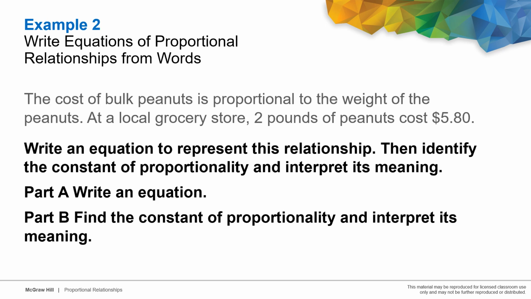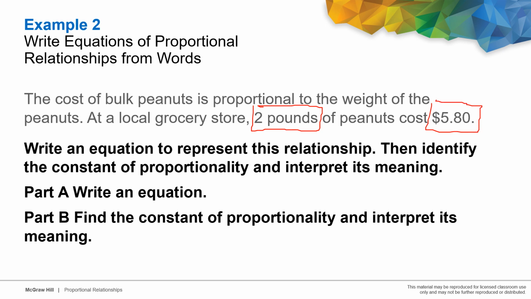All right, let's see what we got here when we give us word problems. So the cost of bulk peanuts is proportional to the weight of peanuts. At a local grocery store, 2 pounds of peanuts cost $5.80. Write an equation, find the slope. All right, so we have two numbers. We obviously have to use these. We got 2 pounds and $5.80.